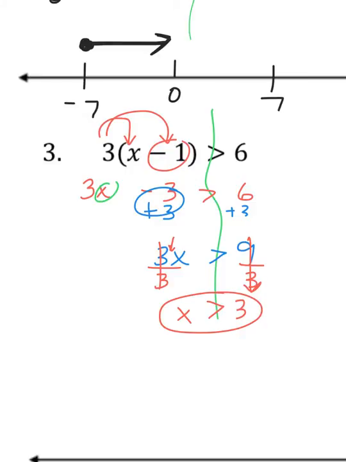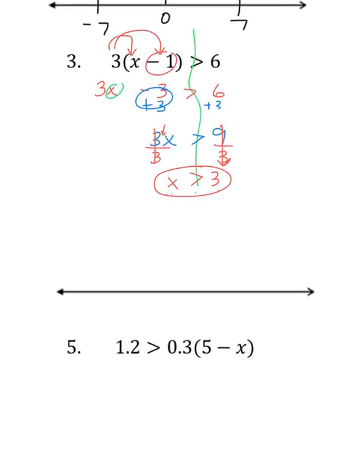So to put that in order, I got x on this side, x is greater than 3. So now here's my number line, 3, -3. That symbol right there is an open circle, and the solution is x is greater than 3. There we go.